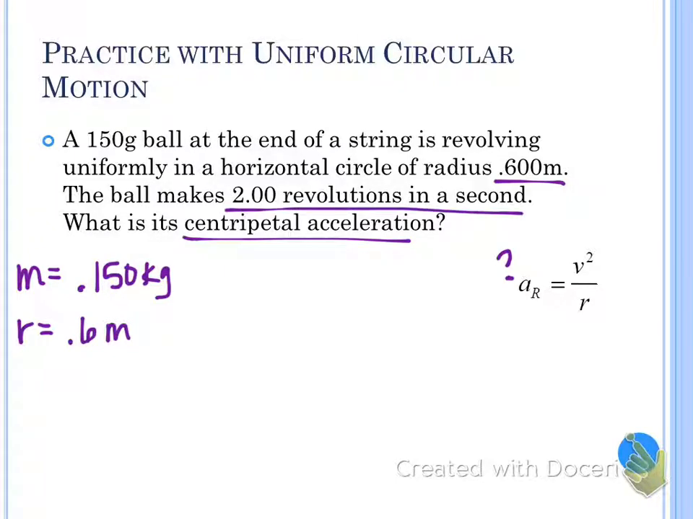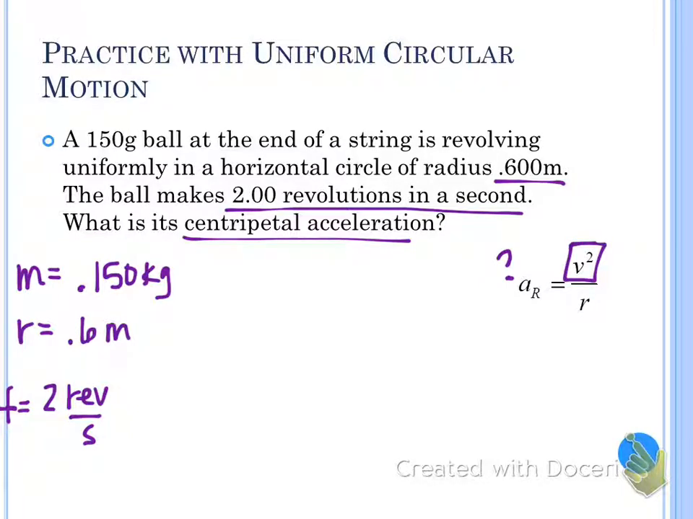2 revolutions in a second. So 2 revolutions per second. Is that period or frequency? Frequency. So your frequency is 2 revolutions per second. We want to find its centripetal acceleration. So what's the process that we're going to have to go through here? Good. We need to find velocity first.